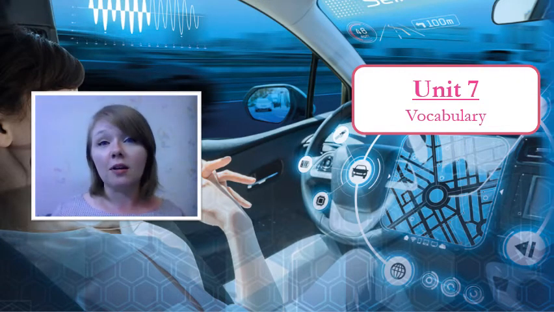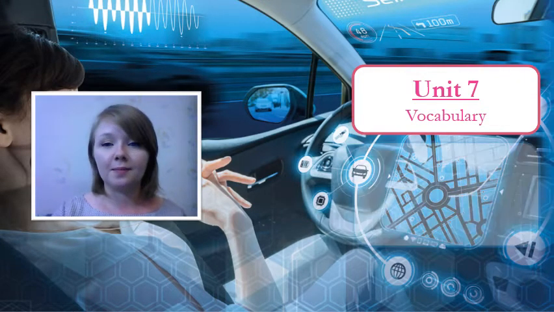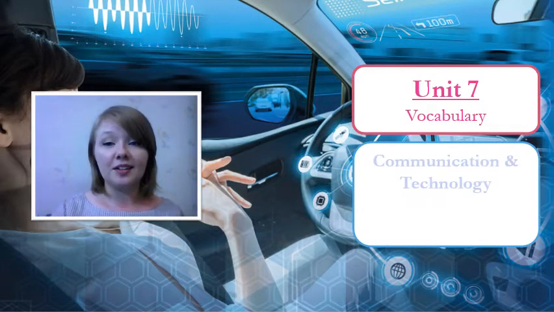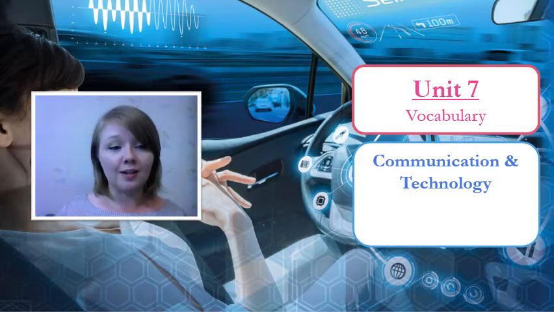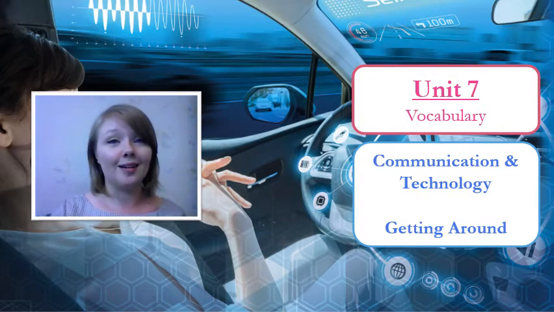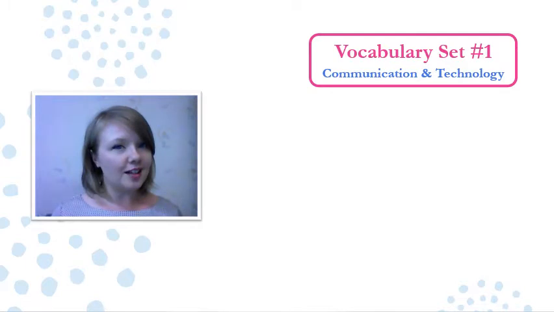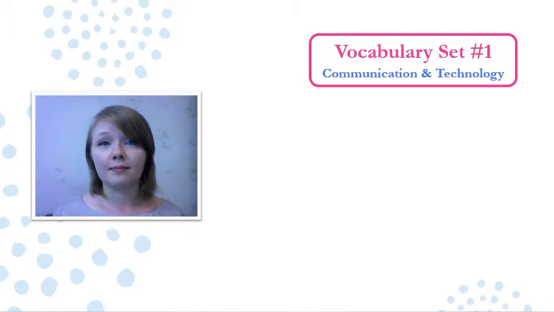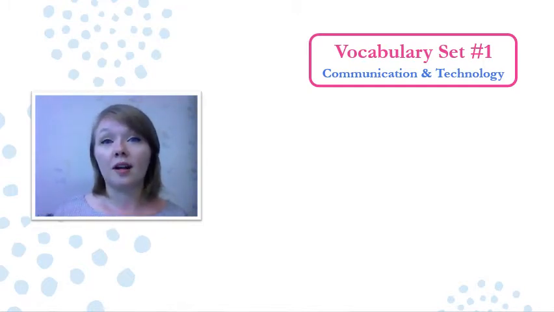Today we are going to start with our vocabulary for this unit. Our 2 vocabulary sets today are about communication and technology, and about getting around. So let's get started on vocabulary set number 1. First, let's learn some vocabulary about communication and technology. Some of these are in your book, and others are important and common words and phrases we hear when talking about technology today in the modern world. So let's look at what our words are first.